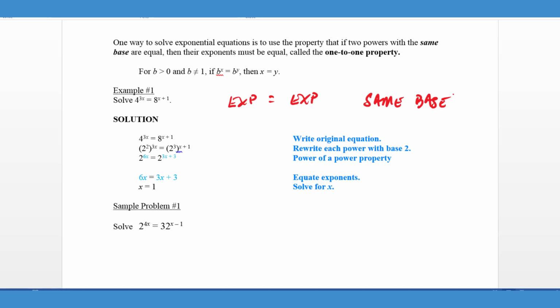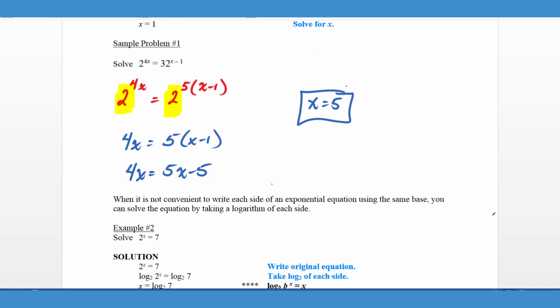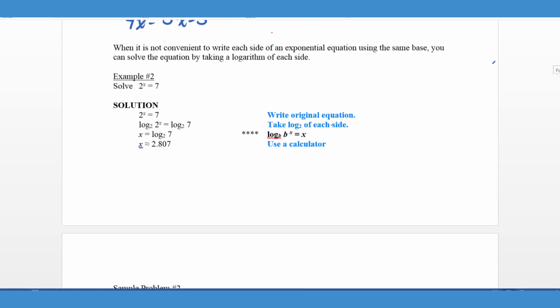So go ahead and try sample problem number 1 real quick, and then come back and take a look at the solution. Okay, and you can see here we have x equals 5 using the one-to-one property. Alright, let's move on to the second example here.